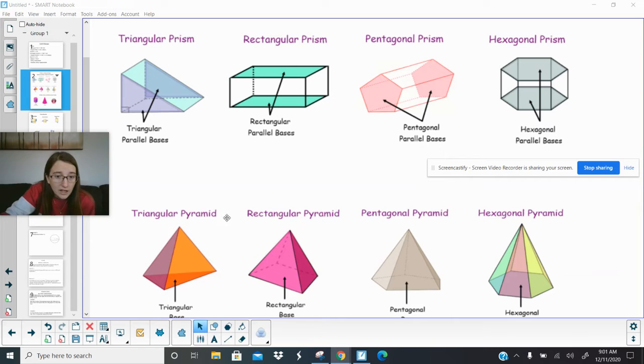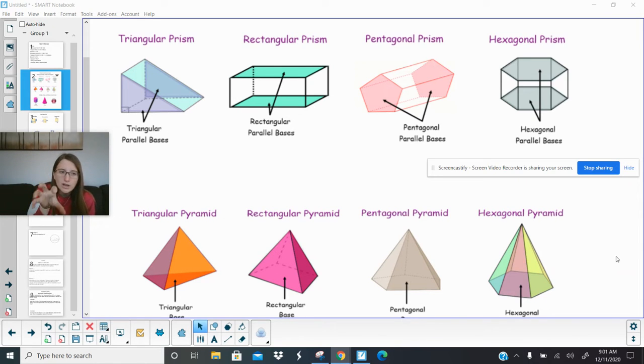A pyramid, again, comes to a point and is named by what it's sitting on. This is sitting on a triangle, so this is a triangular pyramid. This is sitting on a rectangle, so this is a rectangular pyramid. This is sitting on a pentagon, and so forth. That's how we name it by its base. So again, try to get that burned into memory. The difference between prisms and pyramids is very clear to see when you compare them to each other.